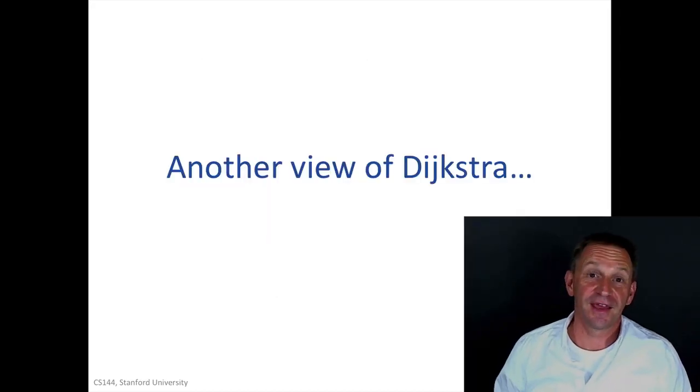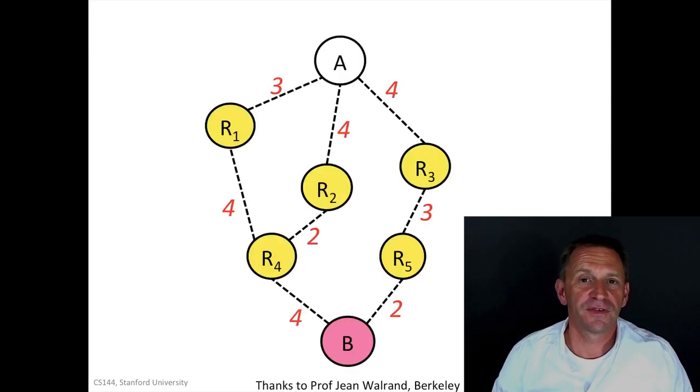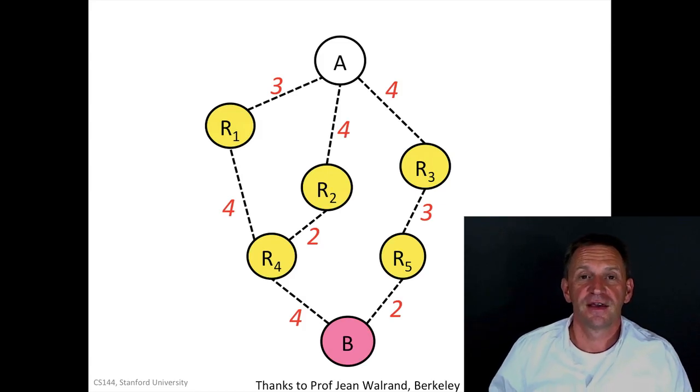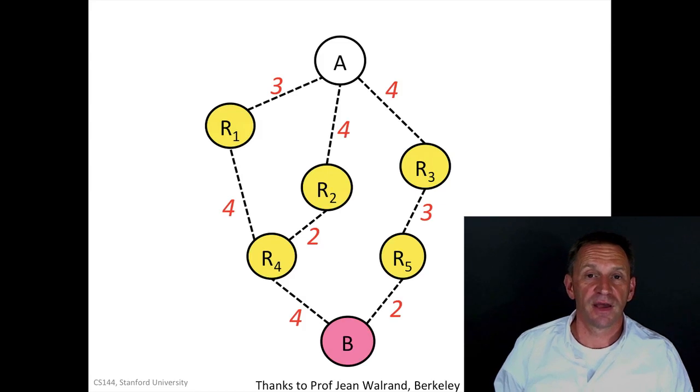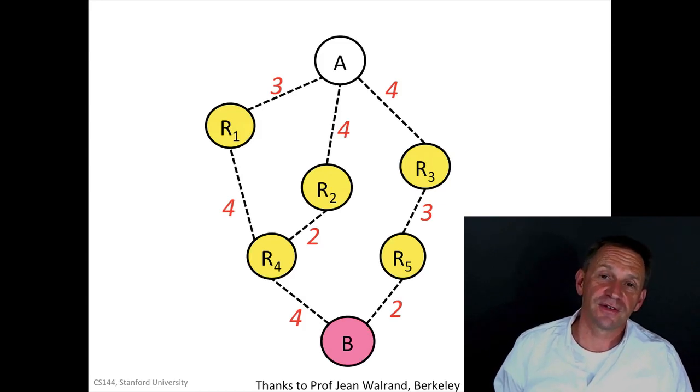There's another way of thinking about Dijkstra's algorithm that I want to tell you about next. I first learned about this from Professor Jean Wallerand at Berkeley. And it's a very nice way to think about what's going on. So take a look at this example here with a set of routers interconnected by links, and the red numbers as before represent the cost of each link. And I'm actually going to represent them by tennis balls, the yellow routers, and a white and a pink ball representing the top and the bottom, A and B.